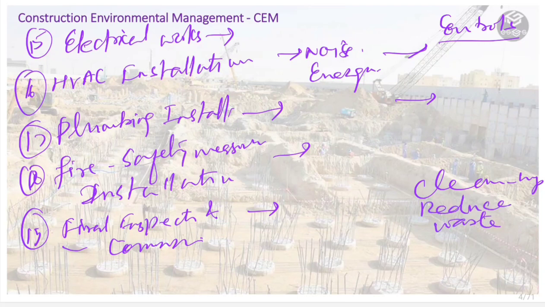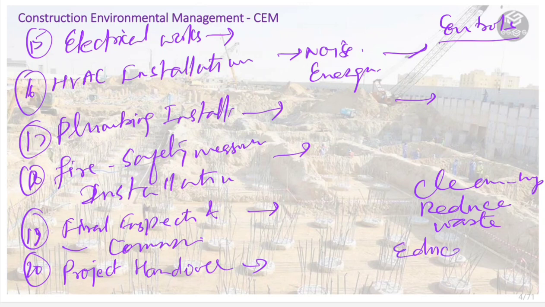Okay, then next activity is project handover. In this, we can say ongoing impacts from occupancy can affect local infrastructure and resources. So what we need to do, the best possible thing is to educate occupants on sustainable practices and provide maintenance guidance to minimize the environmental impacts.